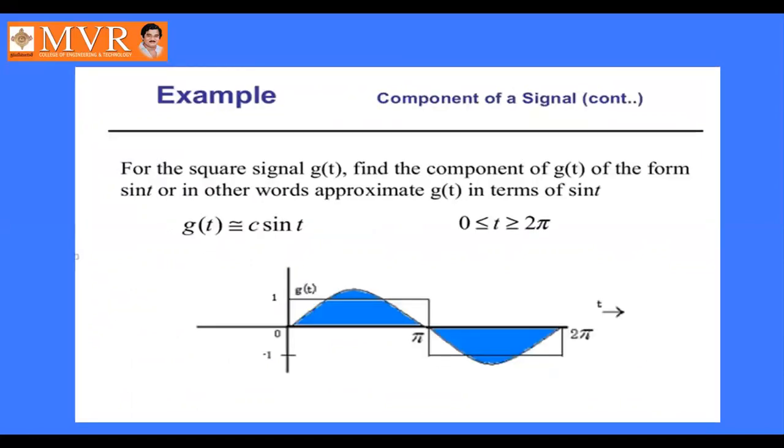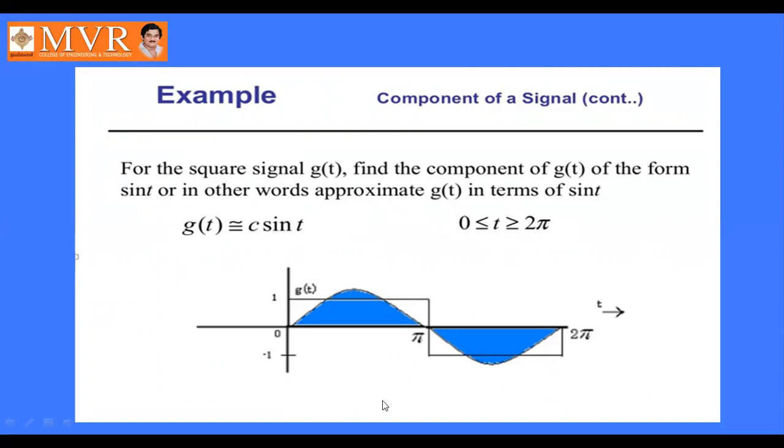So we'll see some example. For the square signal g(t), find the component of g(t) of the form sin t, or in other words, approximate g(t) in terms of sin t. So g(t) is approximated as sin t. We can write this as g(t) is approximately equal to c sin t, for the limits 0 less than or equal to t less than or equal to 2 pi. It is in between 0 to 2 pi.